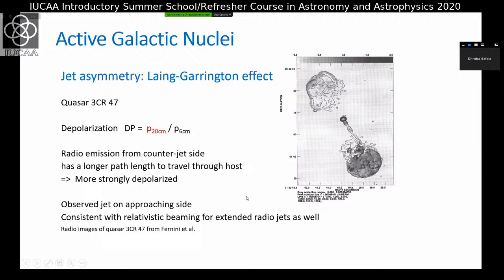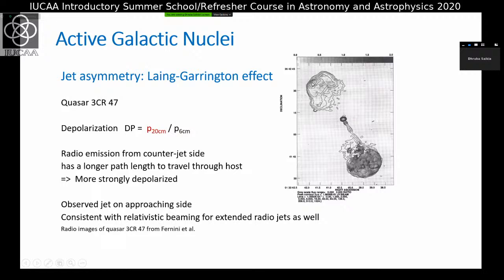So today there is a consensus of view among the community that the large-scale jets, although we cannot directly measure the velocity, that their apparent one-sidedness is also due to relativistic motion, maybe not as high as the nuclear jets, but still highly relativistic to explain the observed brightness asymmetry of these jets.